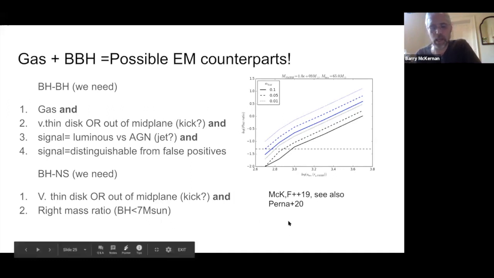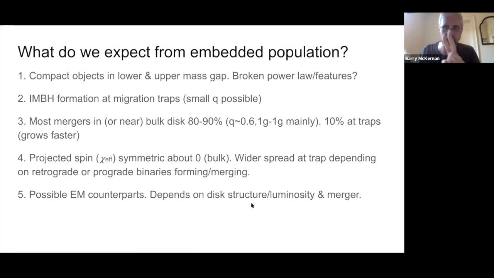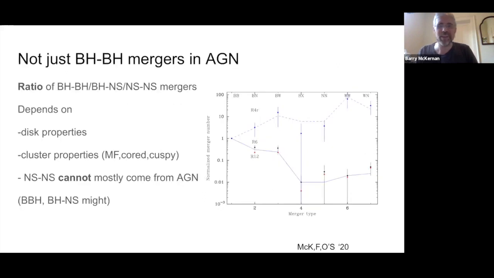And Rosalba has done some work on exactly this problem for AGN disks. Okay, cool. We've added that to our list of qualitative expectations. Stay with me. We've only got 2 more. We're not just going to get black hole mergers in AGN. You're taking all of the ingredients of your nuclear star cluster and you're running these things together randomly.